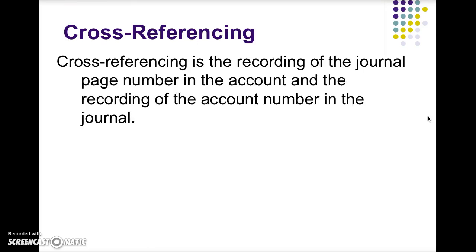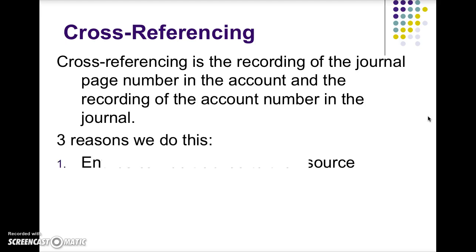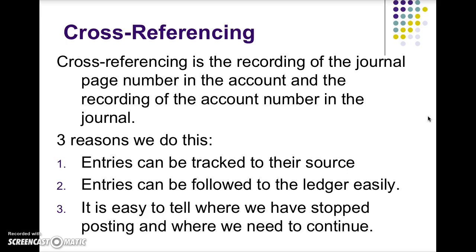Cross-referencing. Cross-referencing is recording the journal page number in the ledger account and recording the account number in the journal. Why do we do this? It's essentially so we can track references from their source. Entries can be followed in the ledger really easily. And it's also an easy way, as I said before, to see how far we've posted to. So if we're tracking back and forth and cross-referencing, we can see how far along we've posted.